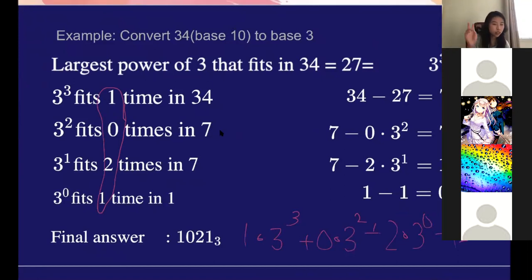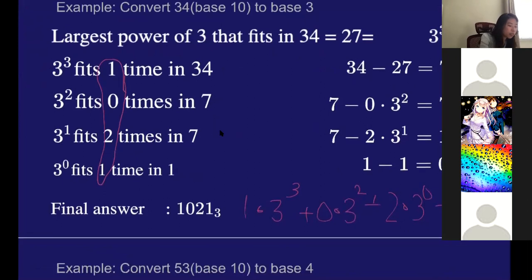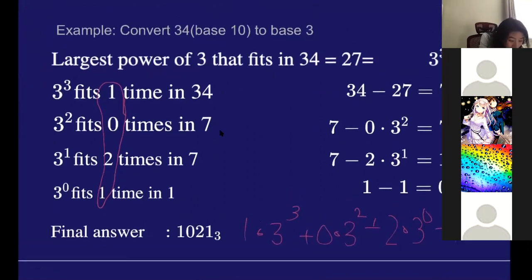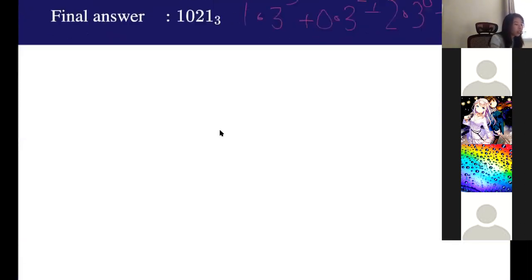If this algorithm is kind of confusing, then maybe it might be easier for you to just write it out. So here, let's look at the next example: 53 base 10 to base 4. Let's convert this to base 4.